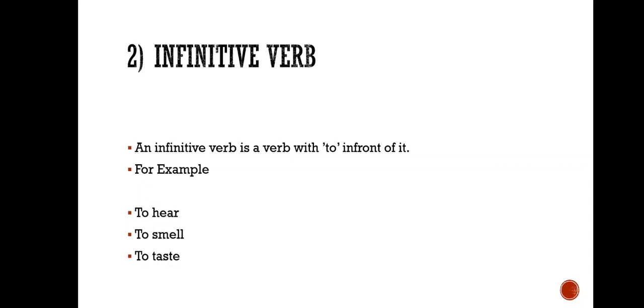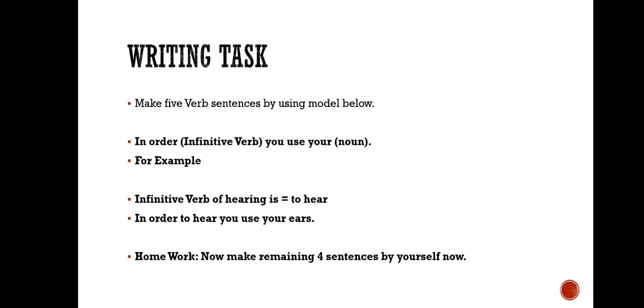Now we will move towards our writing task, which is given in your textbook on the same page. It is written, make 5 sentences by using the model below. Model means the sentence structure will be like this. In the brackets there is written infinitive verb, and in the second bracket noun. So the structure of the sentence and the words will remain the same. For example, in order, these 2 words we will use. Then we will use an infinitive verb, and after that we will use you, use, your, and then a noun.